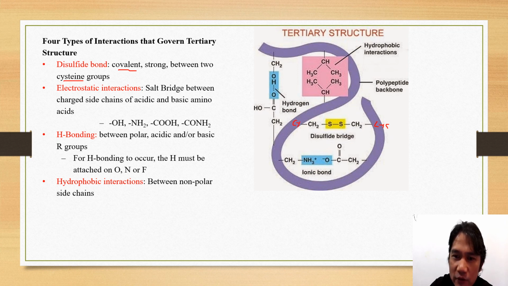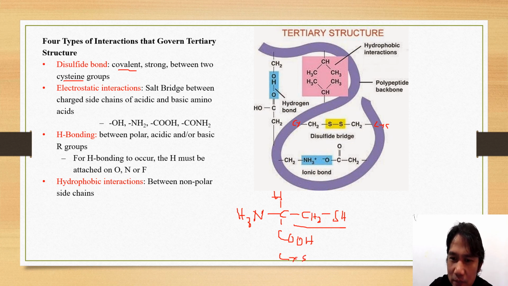Remember the structure of the side chain of cysteine. This is the R group. Let's put the N here, the amino group. We can do it this way. This is the structure of the amino acid cysteine.